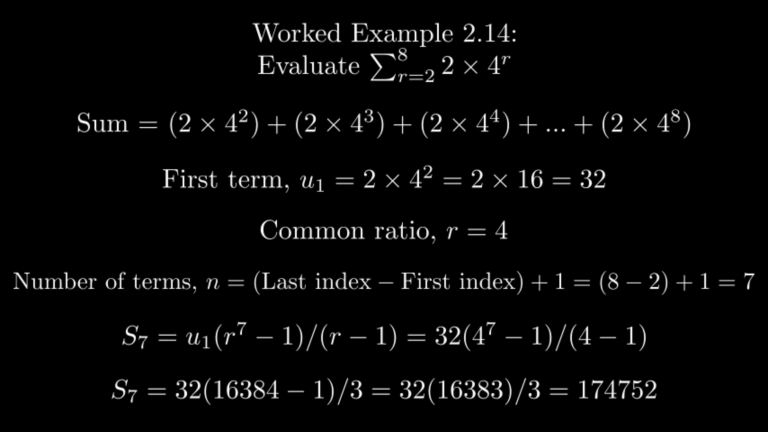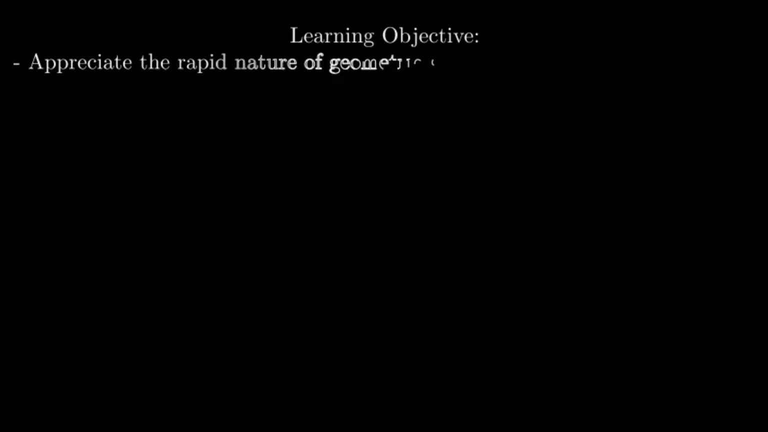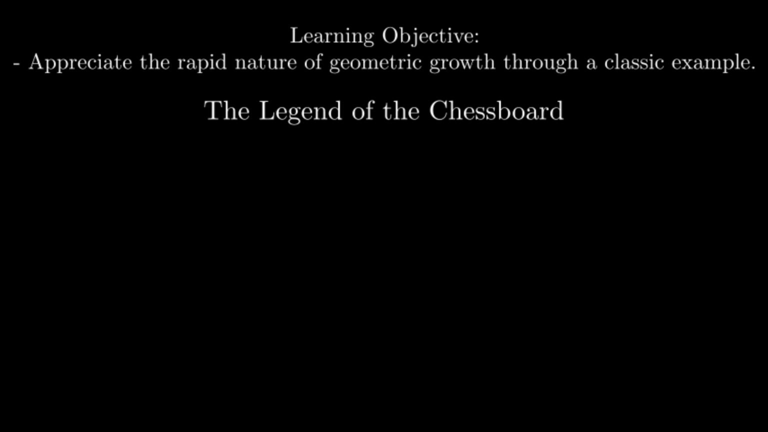We have now successfully applied our sum formula to both a standard problem and one with sigma notation, meeting our objective. Geometric sequences can seem abstract, but their property of rapid growth has profound real-world implications. There's a famous legend that illustrates this perfectly. Our objective here is to appreciate the rapid, often counterintuitive nature of geometric growth using the classic chessboard problem. The story goes that the inventor of chess showed the game to a king who was so impressed he offered the inventor any reward.